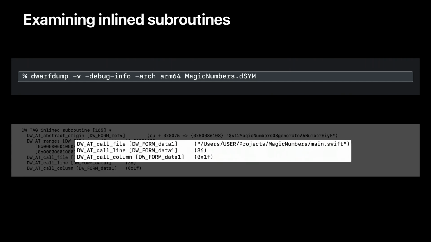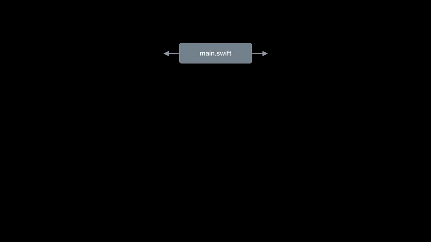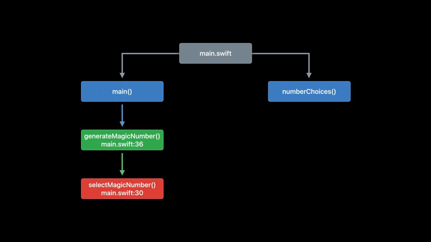One unique property that inlined subroutines have is a call site. This is the location in our source code where we wrote the actual function call, but the optimizer replaced it. Here, for instance, we made the call to generate a number on line 36 of the main.swift file. This lets us update our tree with new child nodes. And now, this is looking like a much more comprehensive view of our program.